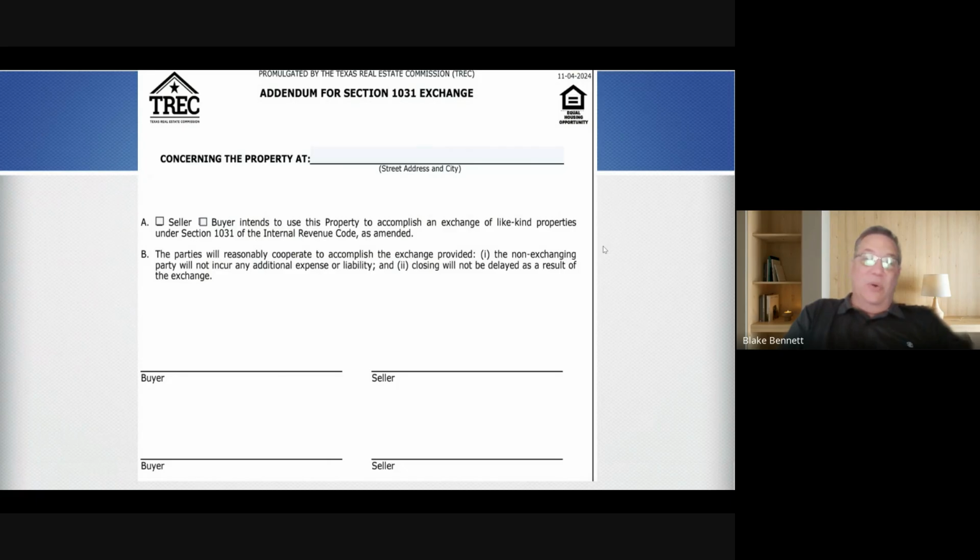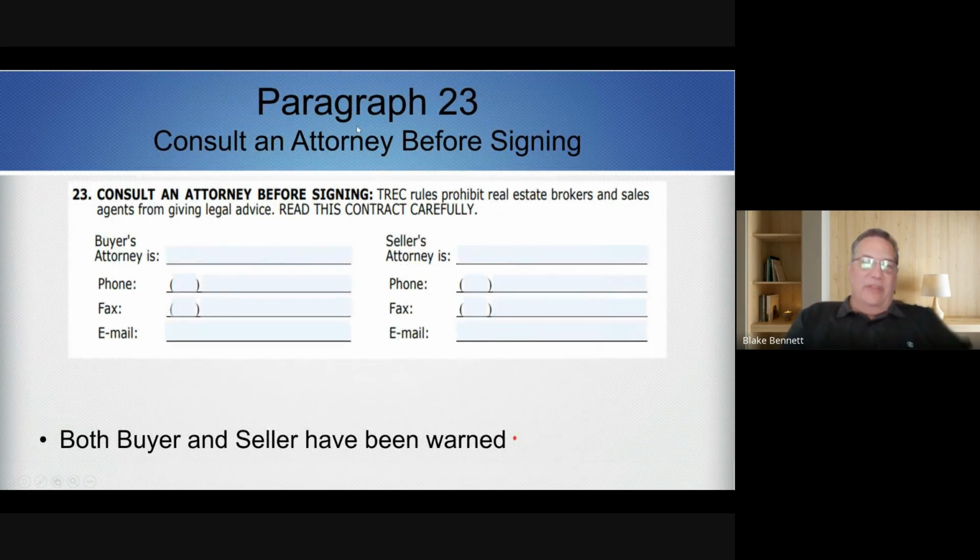Here is your addendum for 1031 exchange. Paragraph 23 says, make sure you consult an attorney before signing. Both the buyer and seller have been warned here, in other words.